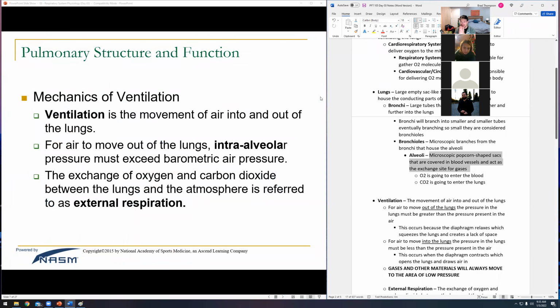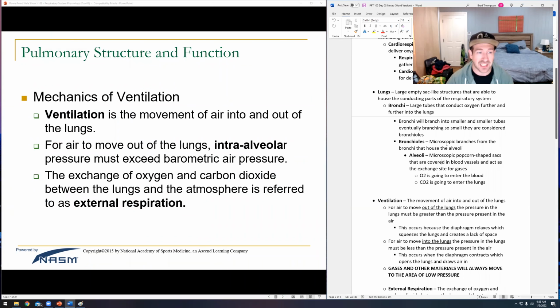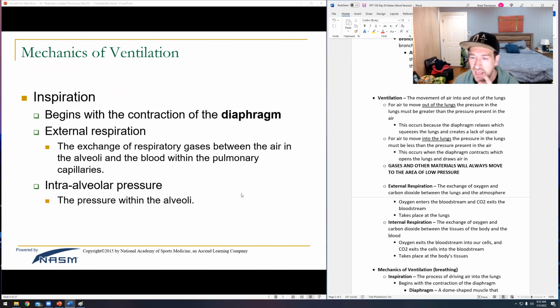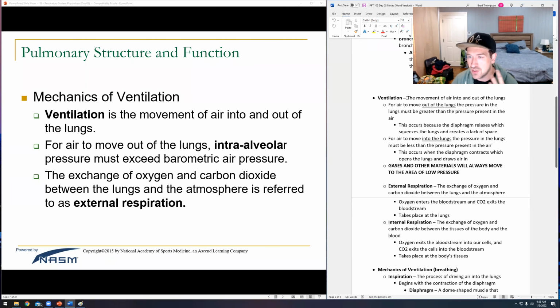So let's go ahead and get back to talking about some biology here. Talking about what ventilation is, right? Let's use the term ventilation. Ventilation is the process of moving gas, in this case air, which again is mostly nitrogen but has a lot of oxygen in it, from one place to another, right? So ventilation is the movement of air into and out of the lungs. For air to move out of the lungs, for air to leave our lungs, the pressure in the lungs has to be greater than the pressure in the atmosphere here, right?